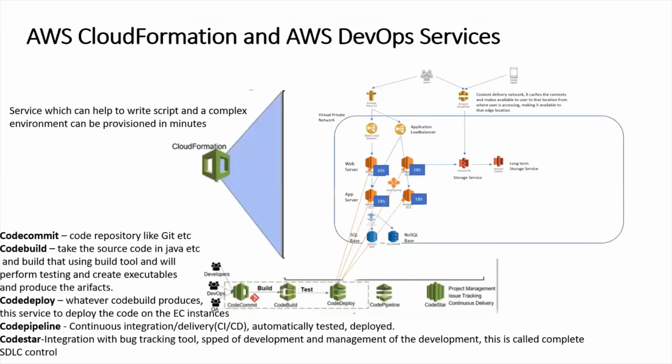So here are the different services that are being used. For infrastructure as code, we are going to use the CloudFormation service, that is also an AWS fully managed service. So using this CloudFormation service, the customer can deploy the whole infrastructure by writing a script, and a complex environment can be provisioned in minutes. And for DevOps, we have AWS services CodeCommit, CodeBuild, CodeDeploy, CodePipeline, and CodeStar for managing the DevOps. And we have CodeStar, that is project management, issue tracking, and continuous delivery. So these are all services that can be used for DevOps.